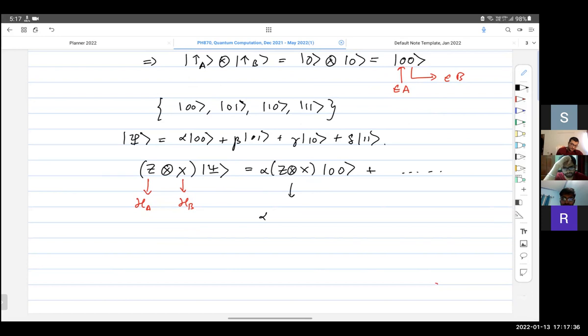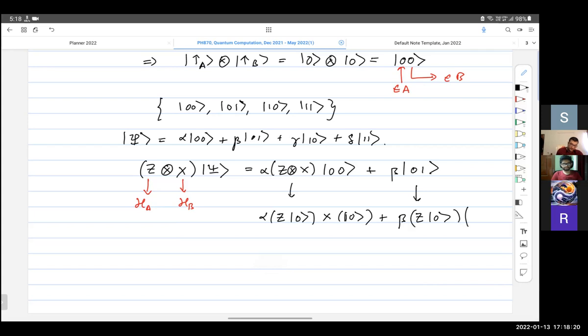This state will become alpha, and then Z will act on the first 0, and then X will act on the second 0. Okay, so just for clarity, let me show you what happens for one more state. Here I'll get beta. Now Z will act on the 0 of the first Hilbert space, and X will act on the 1 of the second. Okay.